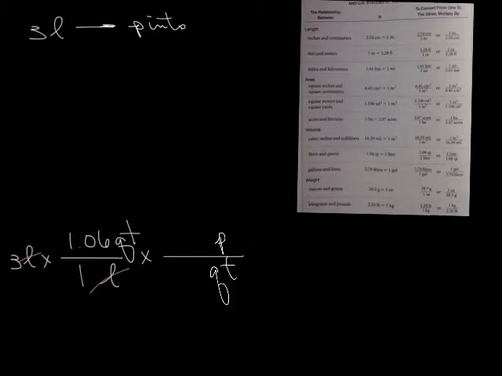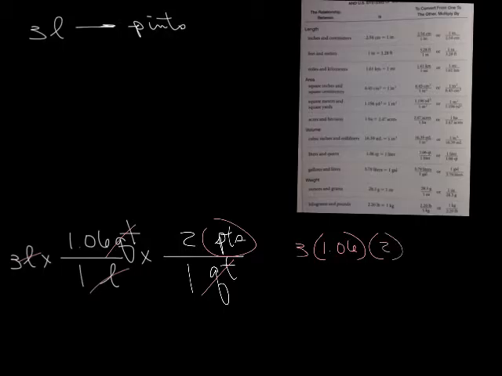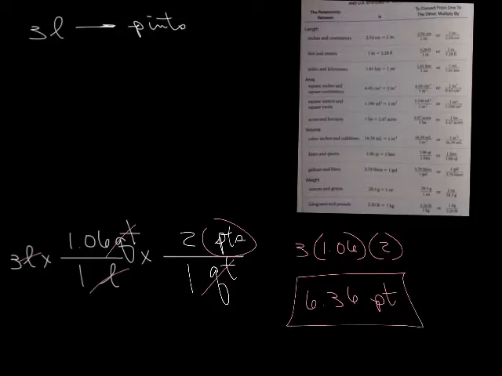And there is a relationship. If you look at some of your old tables, you'll find out that there's 2 pints in 1 quart. I can cross those out, and that's what I'm looking for, so I know to stop. So 3 times 1.06 times 2 and divided by 1, so we don't have to do anything there, gives me 6.36 pints in 3 liters.